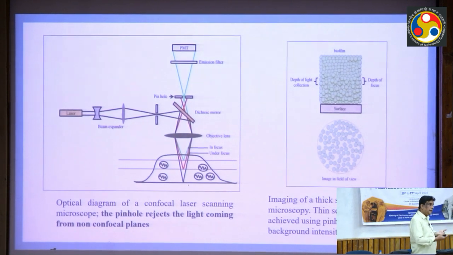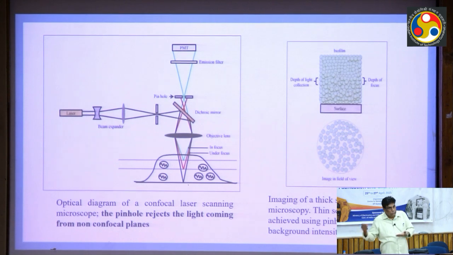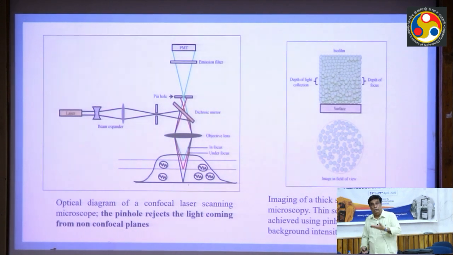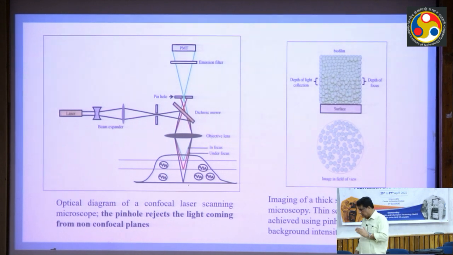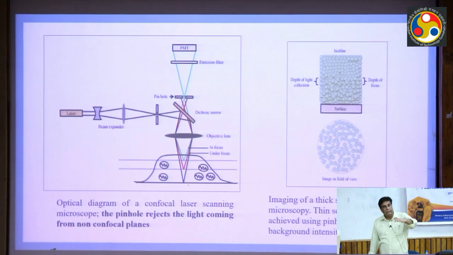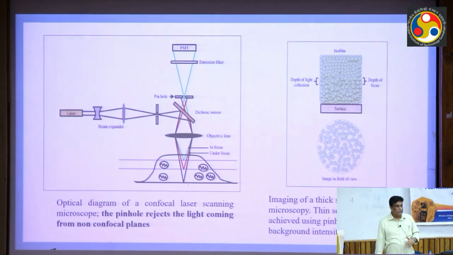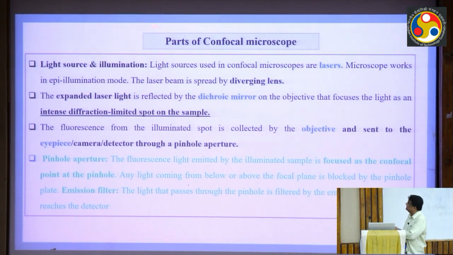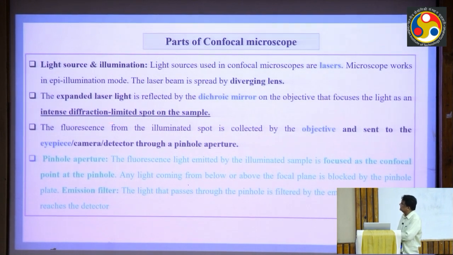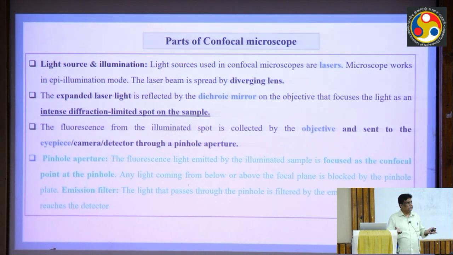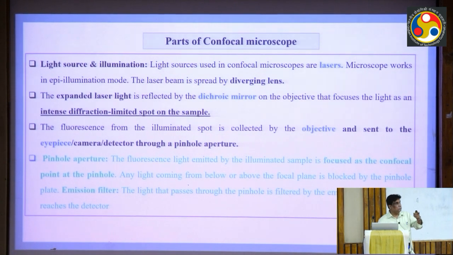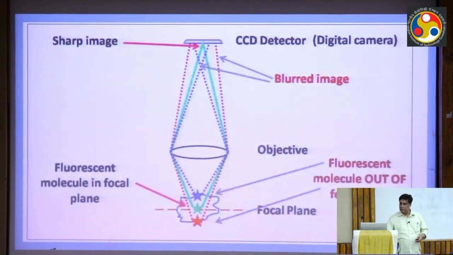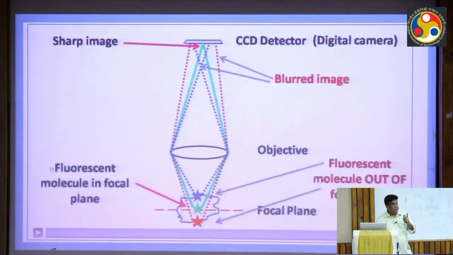For another plane, if you want to see the image, I will show by the animation how it is possible to do. You have to shift the mirror portion so that you get another depth of the images, right? Now, with this idea, these are the parts that I have talked about: the light source, the laser, the fluorescent objects, and the pinhole. These are very important. If you want, I can share the slides for you to read, but I am not going to read it out. That's not a good thing. So the important part is to look at the animation.